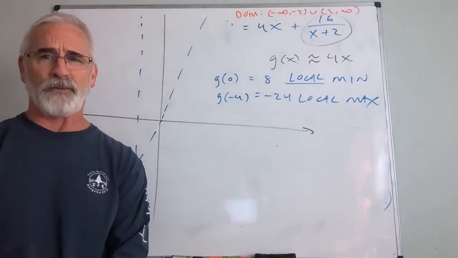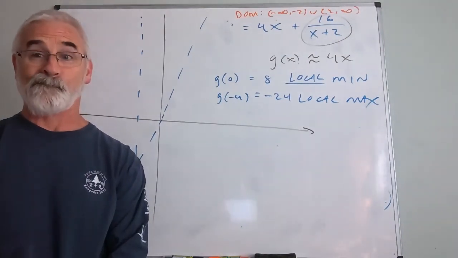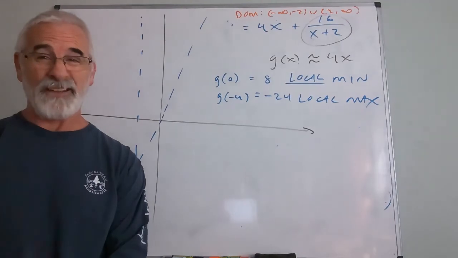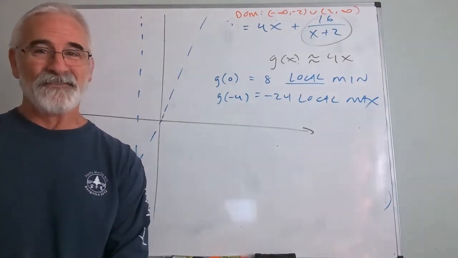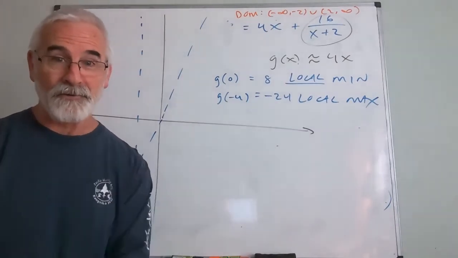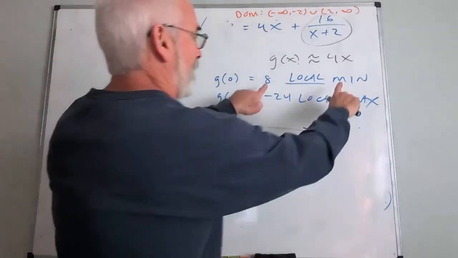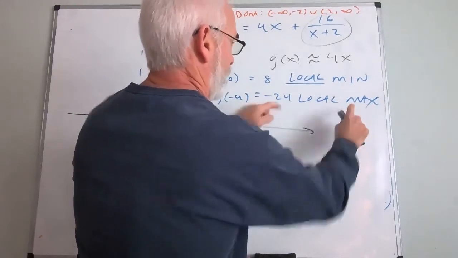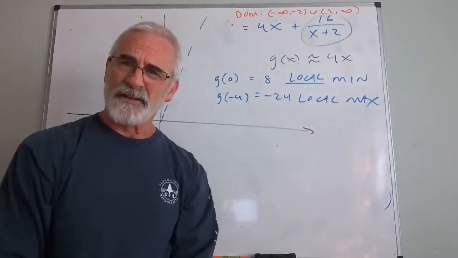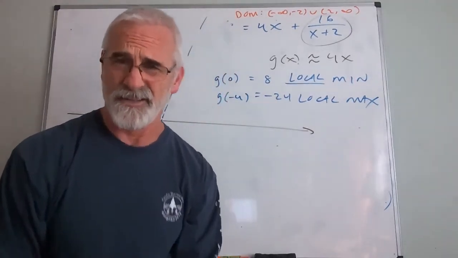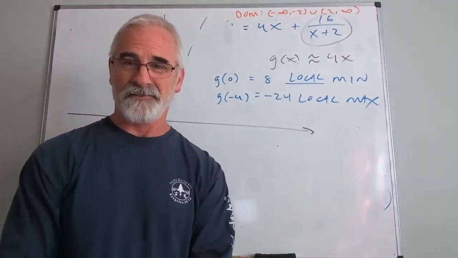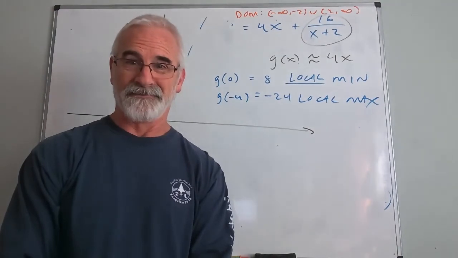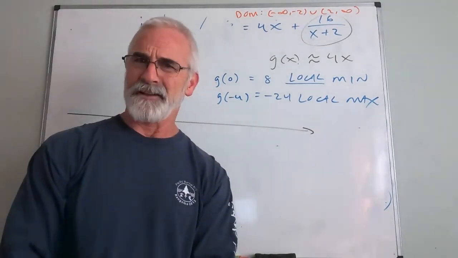Houston, do we have a problem here? Does anybody see something odd about that statement? Does anybody see anything weird about what I just wrote? My minimum is 8 and my maximum is -24. Does that even make sense? Actually, it makes perfect sense. It does? Yeah, it makes perfect sense.